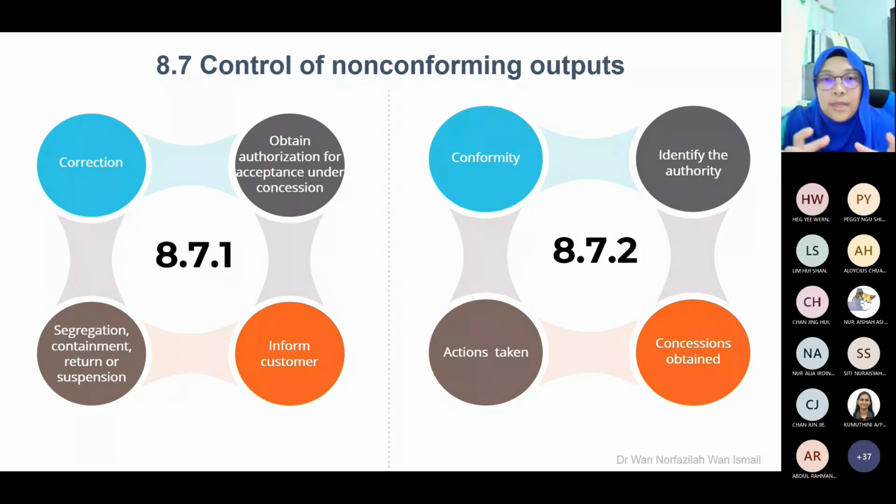Okay, we consider it not yet complete because you call back for that report. And of course you need to inform your customer. If that one comes from your customer, you need to inform your customer regarding the acceptance under concession process, who is going to pay for that delivery from your customer to you. That one is informing your customer.